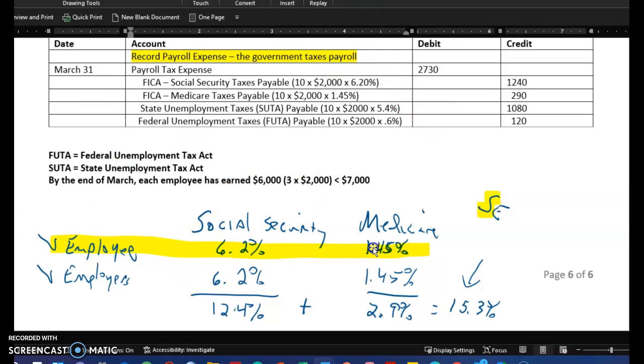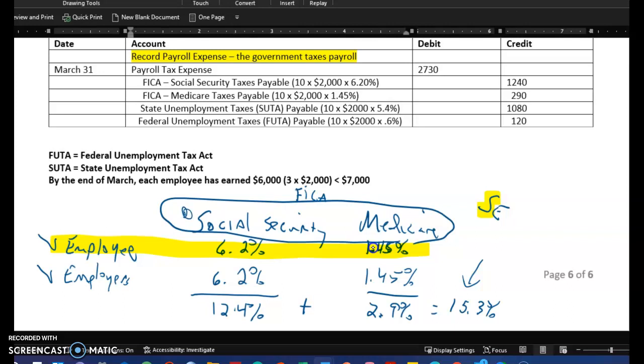Oh, one more thing. Together, this is called FICA. So if you wanted to, you could get your paycheck, and if they have it broken down between Social Security and Medicare, you can multiply 6.2% times your gross pay, and you would get what they took out for Social Security. And the same thing for Medicare. You could get what they took out of your check for Medicare.